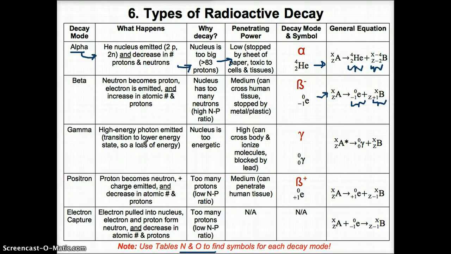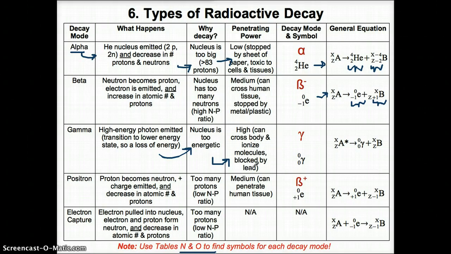And in gamma radiation, a high energy photon is emitted where there's a transition to a lower energy state, so energy is lost. The reason for gamma radiation is that the nucleus you start out with has too much energy, so it must lose energy through gamma radiation or gamma emission to lower its energy. All right, and gamma's penetrating power is quite high.